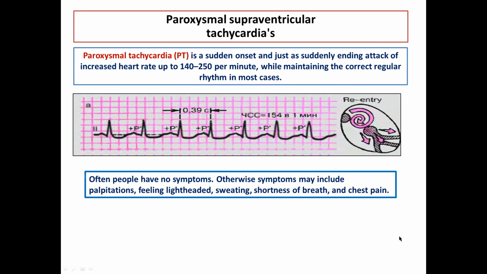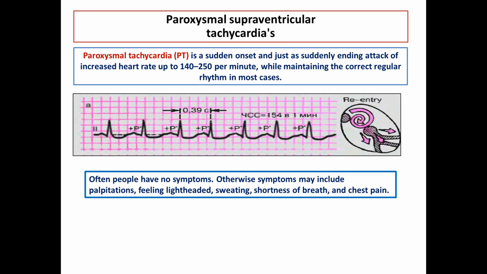Next topic is paroxysmal supraventricular tachycardias. We have tachycardias; we divide them into two types: supraventricular tachycardias and ventricular tachycardias. Paroxysmal tachycardia is a sudden onset and suddenly ending attack of increased heart rate up to 140 to 150 per minute while maintaining the correct regular rhythm in most cases.